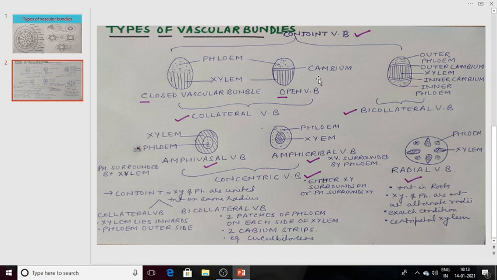So these are the various types of vascular bundle. Once again, I would like to tell you that collateral vascular bundles were closed and open, and bicollateral vascular bundle, and these two types, collateral and bicollateral, are types of conjoint vascular bundle, and amphivasal and amphicribal are types of concentric vascular bundle. Here are a few small points regarding the conjoint, collateral and bicollateral. That's all.